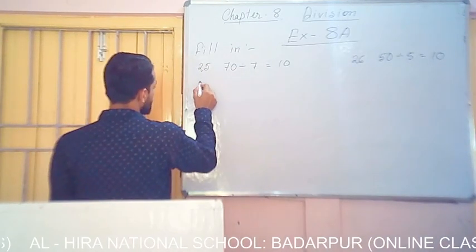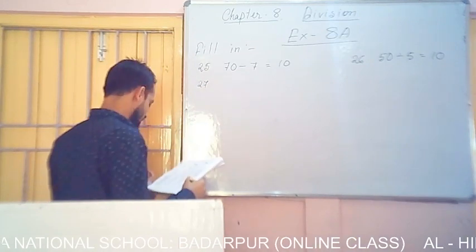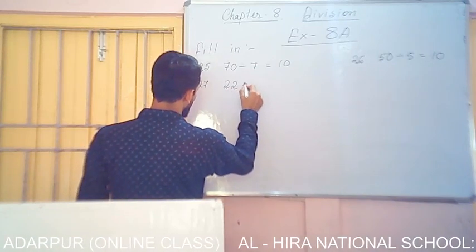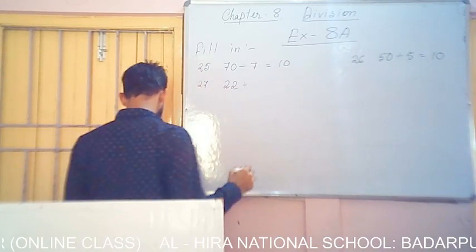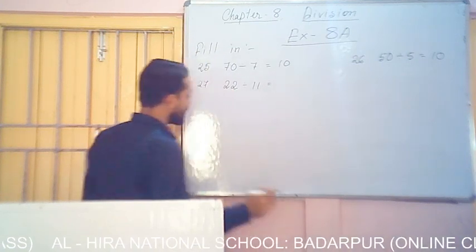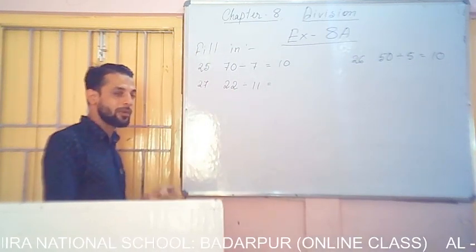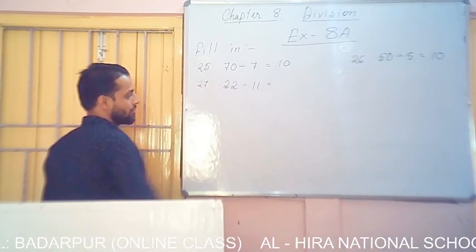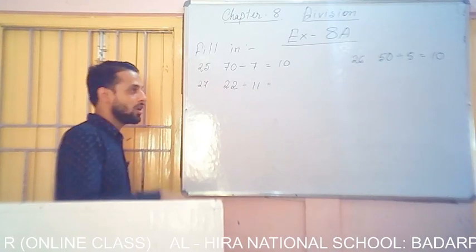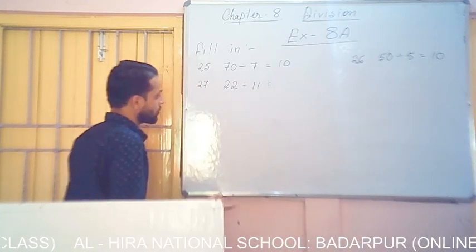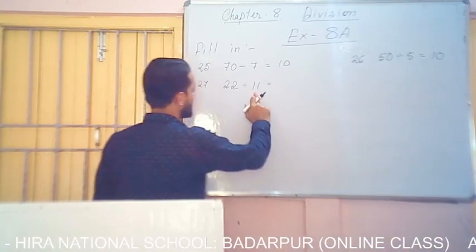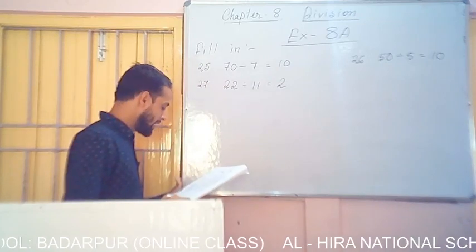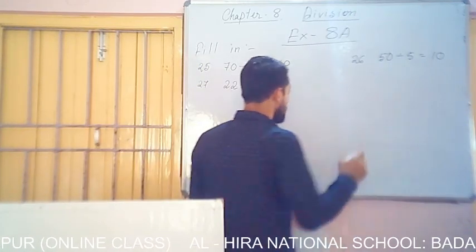Next question is question number 27. Question number 27 is 22 divided by 11. So here we have to follow the 11 multiplication table. If we follow this 11 multiplication table, we will get the result. After following this table, we will get 11 2s are 22. Next question number 28.